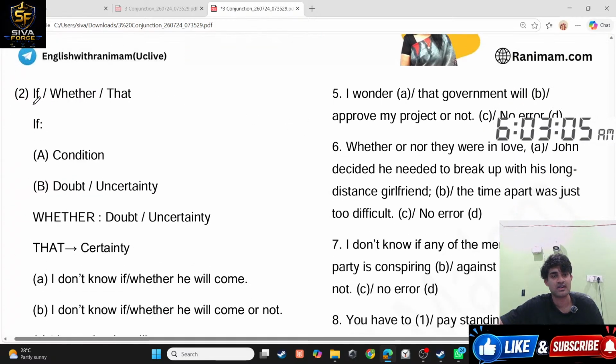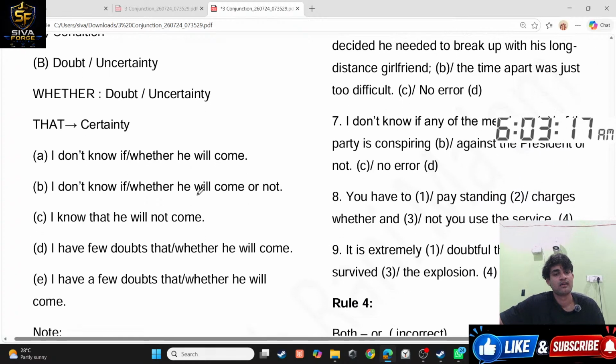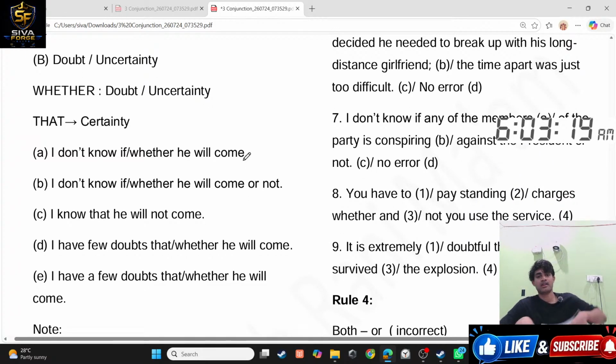If is a condition, whether is a condition, that is a surety. If and whether tell about the doubtfulness, and that tells about the certainty. That's it. Here, if we get or not, then we have to use whether.